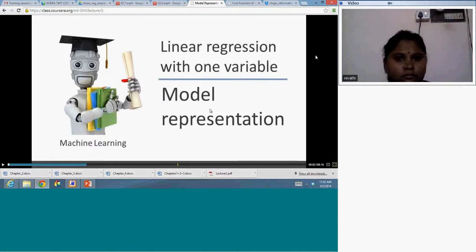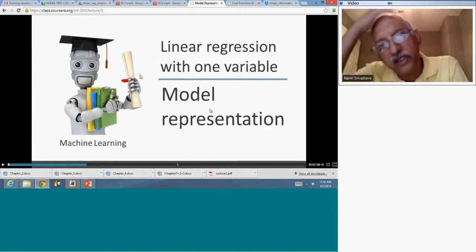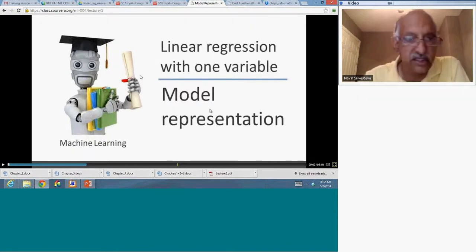Linear regression with one variable, a model representation. And in this lecture, there might be a small quiz that will come into it. So try and answer it, okay? And listen to it carefully so that you can answer the questions that will come. And first, I'll just start the audio. If you want the script also to come, then I can send it.